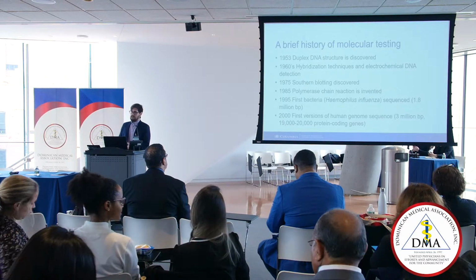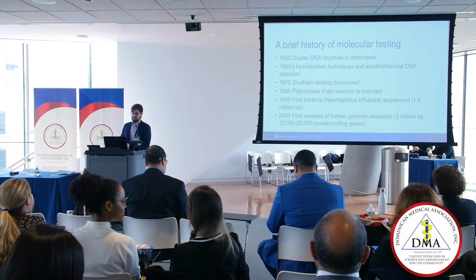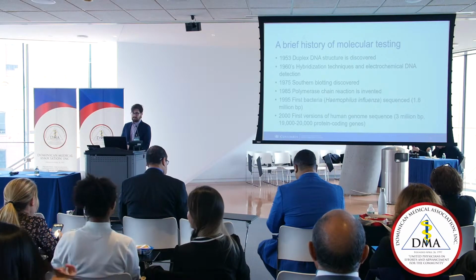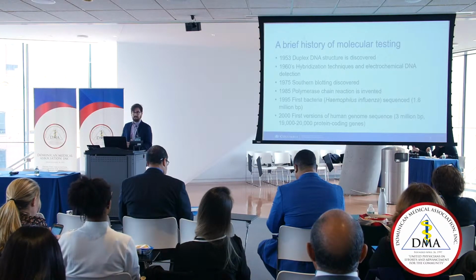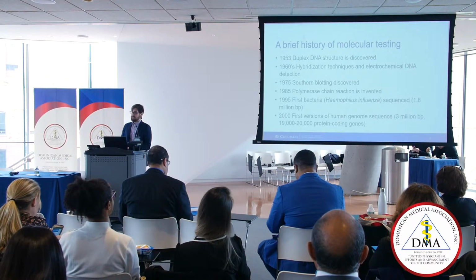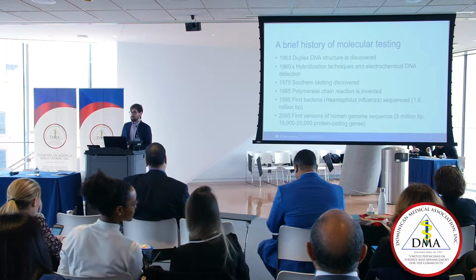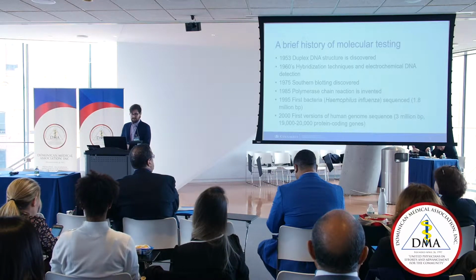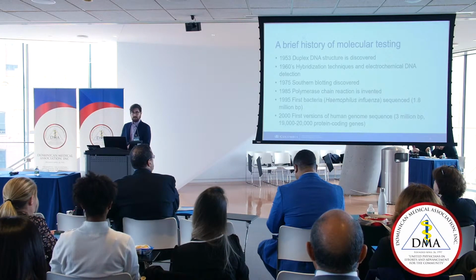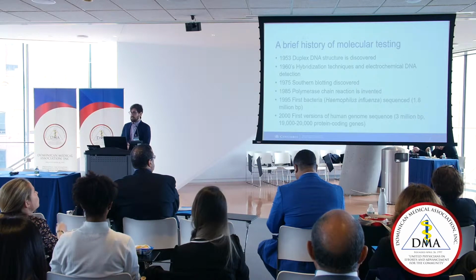In 1975, we started doing Southern blotting, which is a big advancement for us in genetics. And in 1985, we have PCR, which is the most common form of genetic testing that we had until most recently. And in 1995, we finally sequenced one bacteria, which was a big breakthrough at the time, but now it seems kind of small. And that was about 1.8 million base pairs.